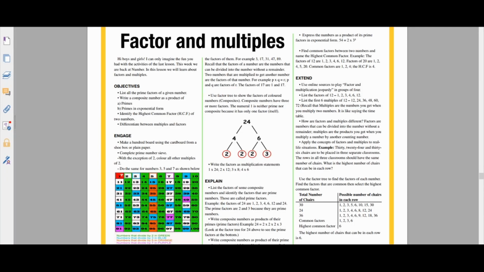In this episode, we were able to look at factors and multiples, and we looked at the prime number sieve. We examined the factor tree. We were able to find the highest common factor. We even looked at the definition of multiples.